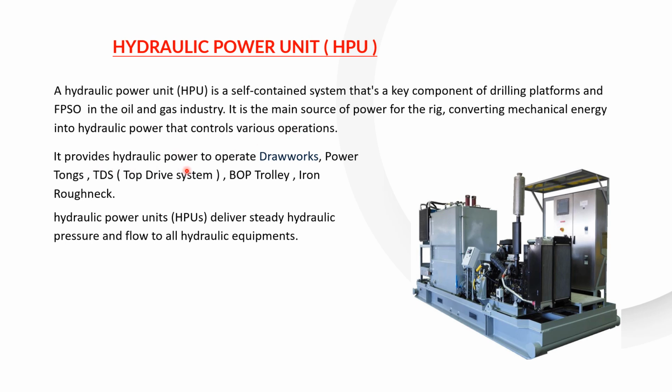It provides the hydraulic power to operate the drawworks, power tongs, TDS (top drive system), BOP trolley, and iron roughneck. So these are all hydraulic equipment, and this hydraulic power is given by the hydraulic power units. Hydraulic power units deliver steady hydraulic pressure and flow to all hydraulic equipment.